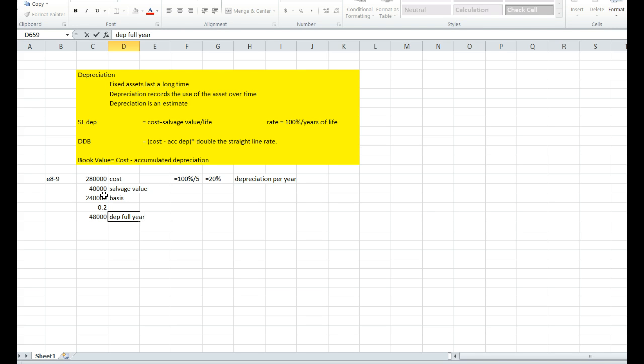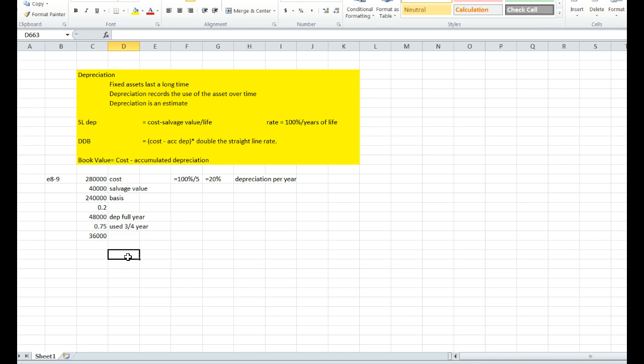Okay. But since we just bought this thing on April 1st, we are only going to be using it for 9 out of 12 months, so 3/4 of the year. So I'm going to multiply that 48,000 times 3/4 of a year. Here's 3/4 of the year, first year only, and see what we get. It looks as though we're going to have $36,000 depreciation that first year.